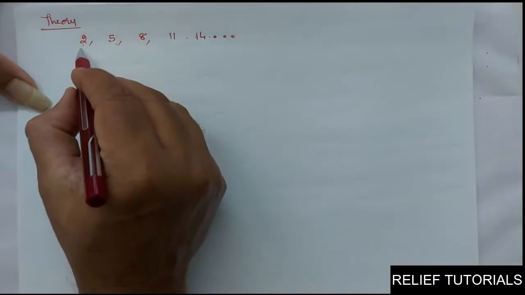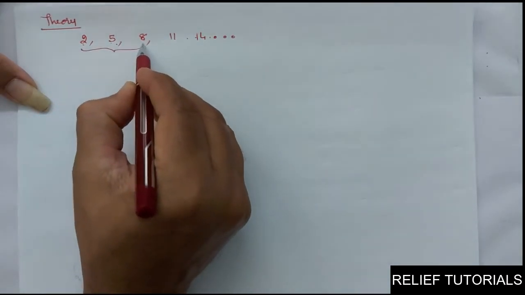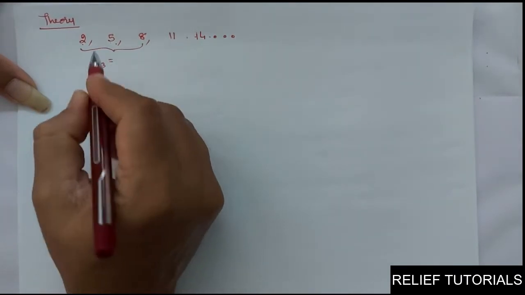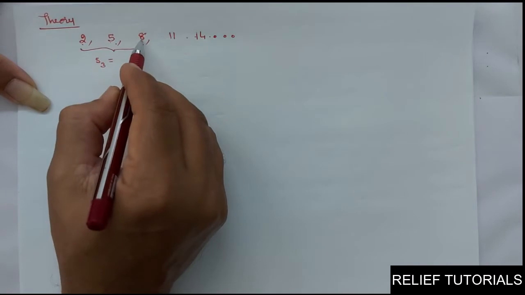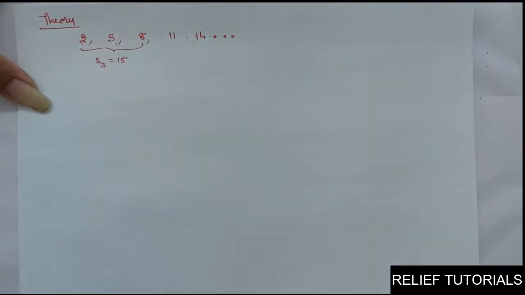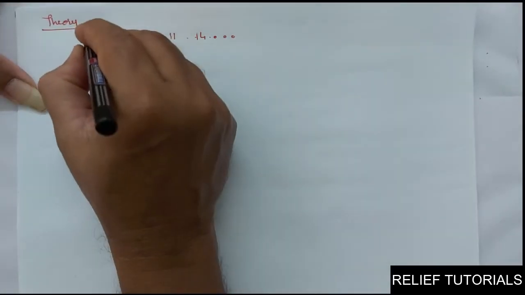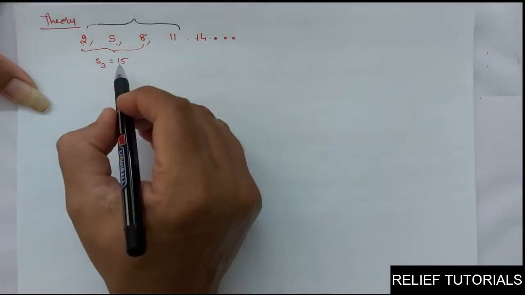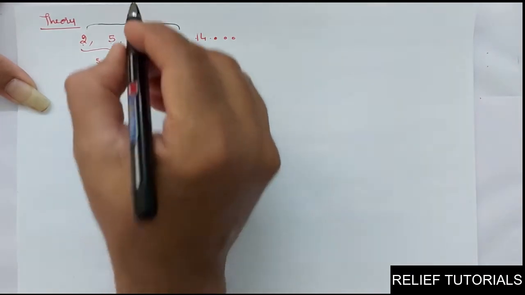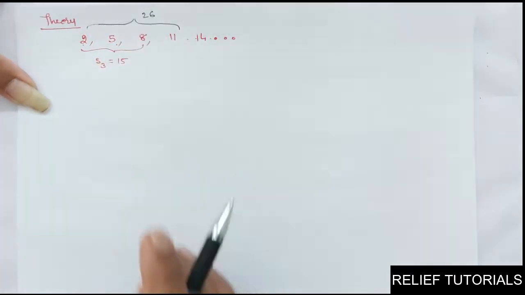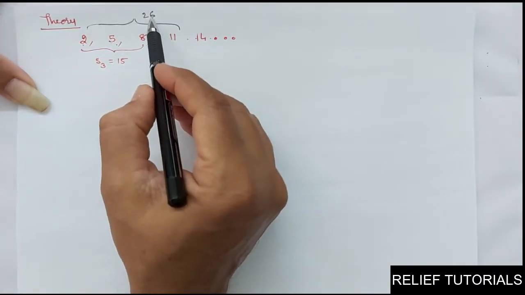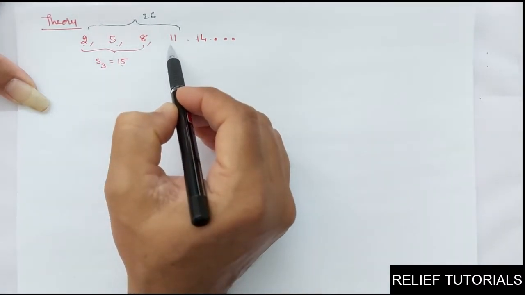See, if I discuss here the sum of these three terms, S3. So I can say here, S3, the sum of the three terms, 2 plus 5, 7. 7 plus 8, 15. So the sum of these three terms is 15. Clear? And the sum of these four terms, 15 plus 11, 26. Clear? Now, if I subtract this 26 minus 15, naturally you will get 11, or not?